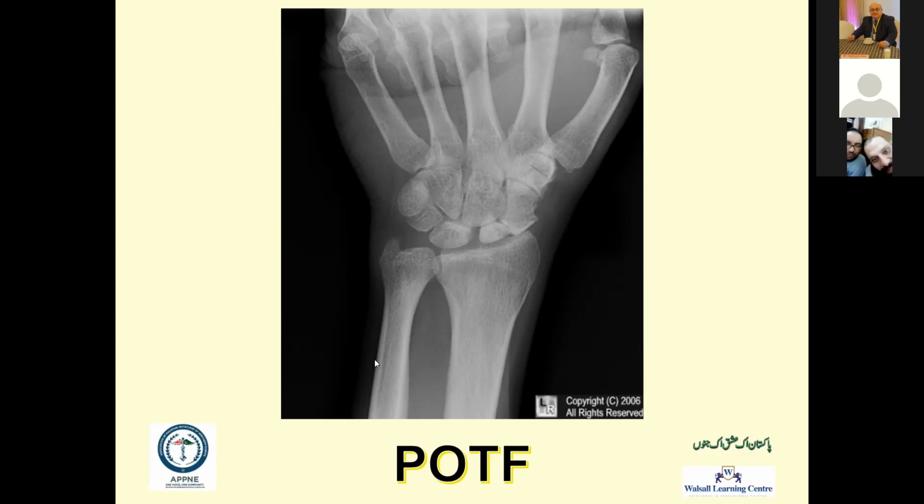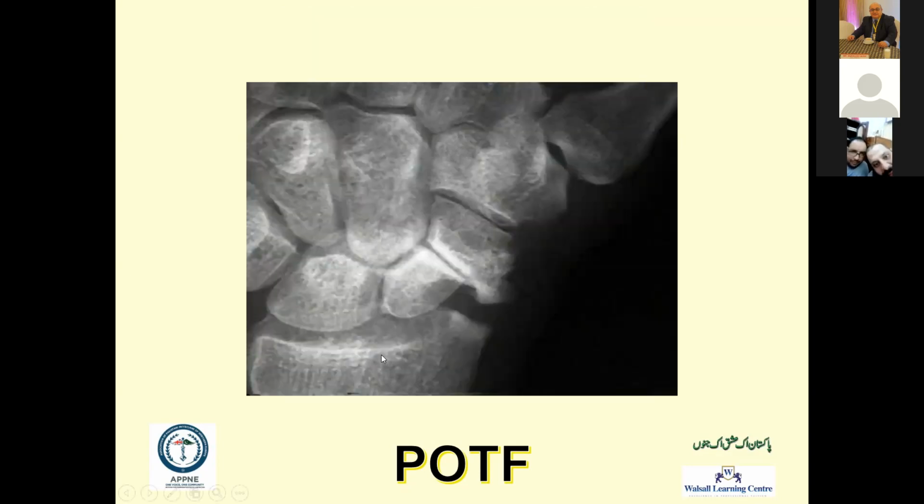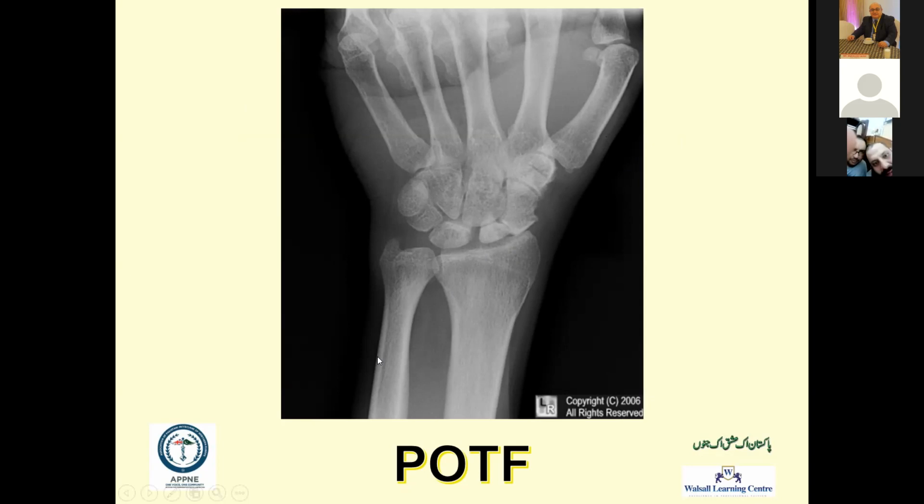Have a look at this X-ray. I don't have a lateral of this picture, which is a shame. Sir, it is the destruction of the scapholunate ligament. Yeah, but there's something else happening here, isn't it? Yes, sir. It's a fracture of the waist of the scaphoid.